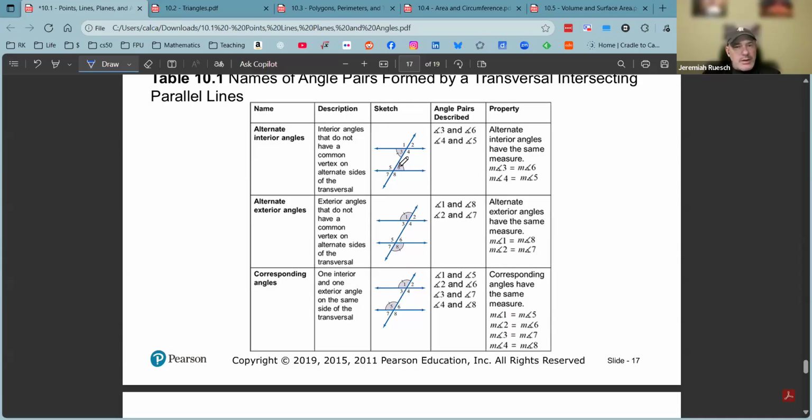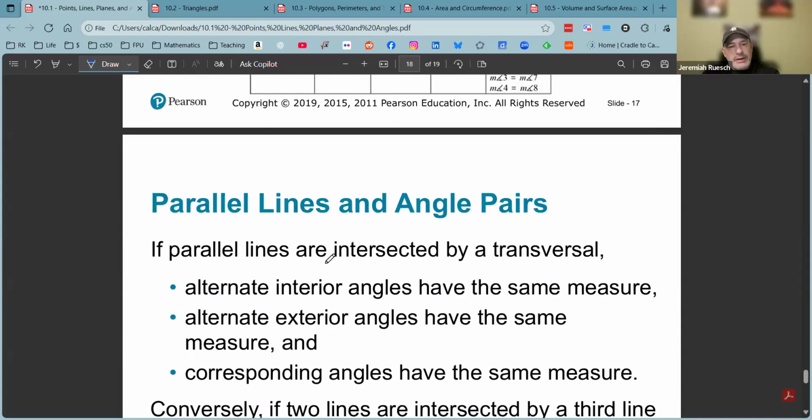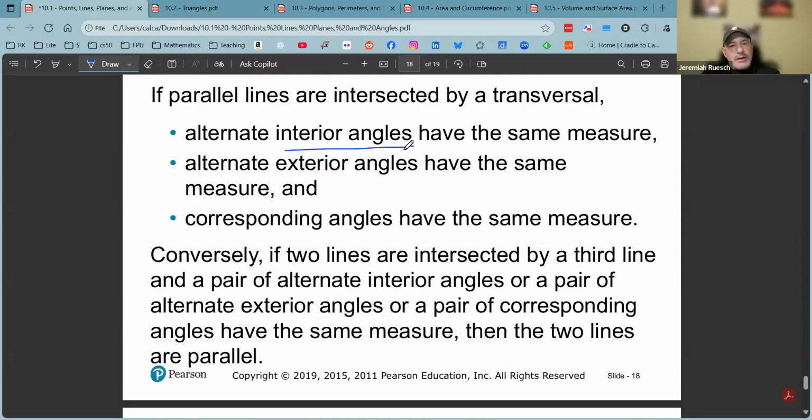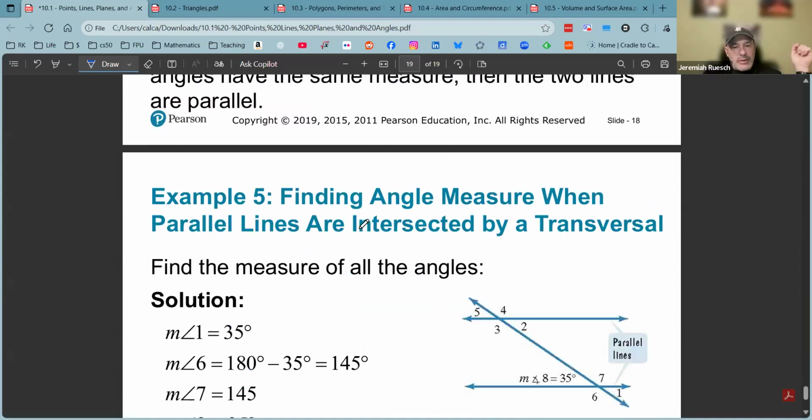Honestly, if you just know one, you can get the rest from that, using vertical angles and the fact that the measure of a straight line is 180 degrees. So you don't have to necessarily memorize all three, though they come up so often that it's really good to make them second nature. Parallel lines and angle pairs: alternate interior angles have the same measure, alternate exterior angles have the same measure, and corresponding angles have the same measure. Those are the ones to know.